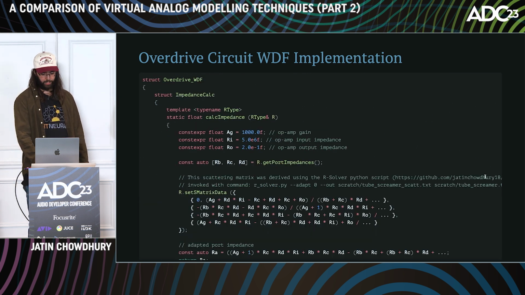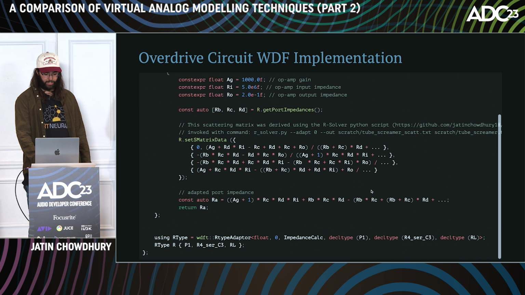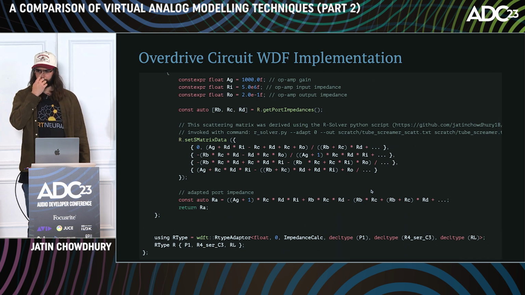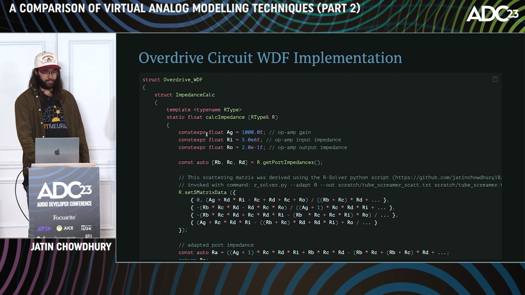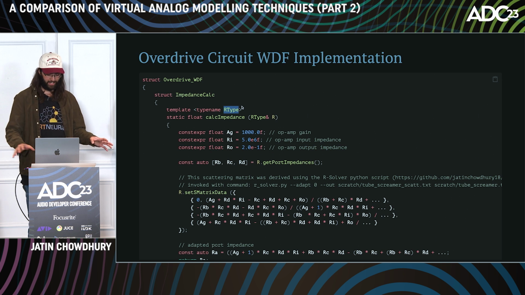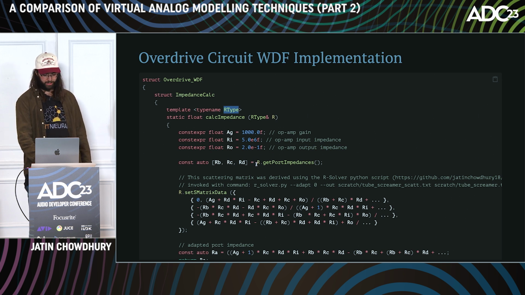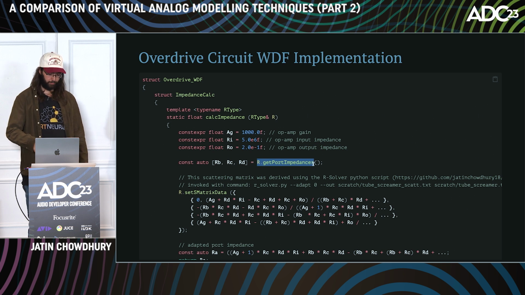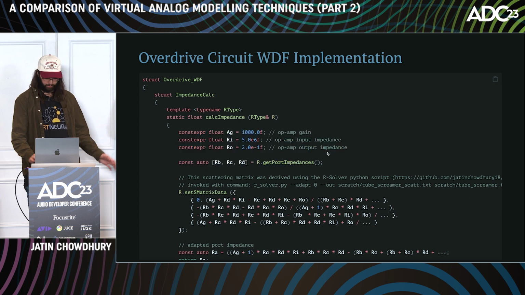And then this is how you implement the R-type adapter. This is this funky template pattern that Eyal Amir showed me, if any of you know him. We have to define this impedance calculator for our R-type adapter before the R-type adapter itself is defined. So we have this template fake type for our R-type adapter, but we don't know what it is yet. But we know that we're going to be able to get the port impedances that are facing the R-type adapter. We're going to need these to compute our scattering matrix. We're also going to need these parameters for our op-amp model, which can just be constant.